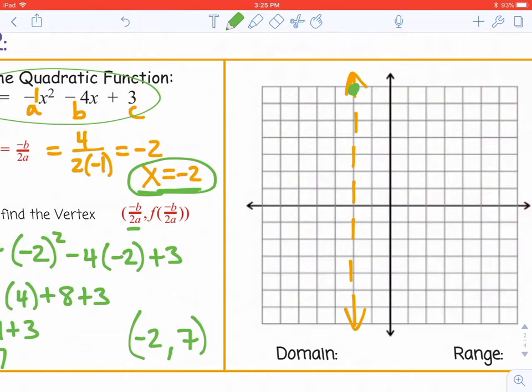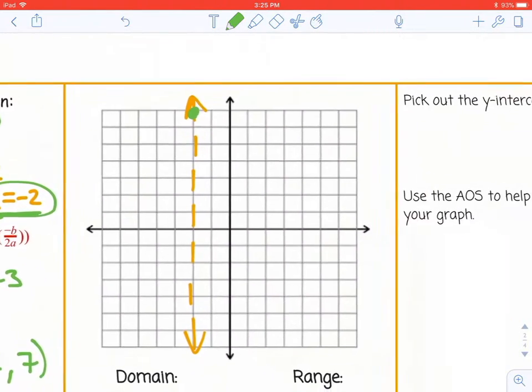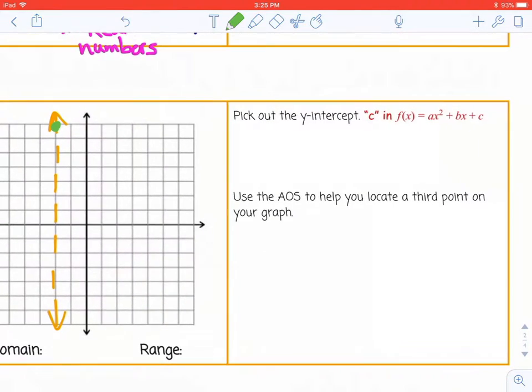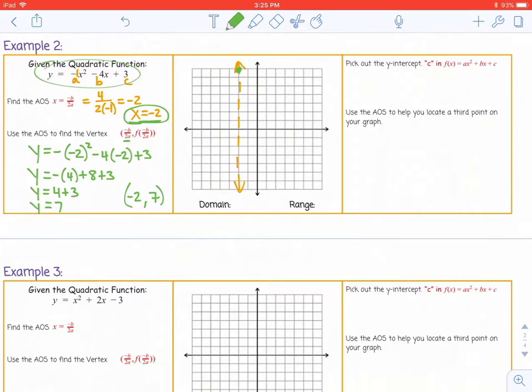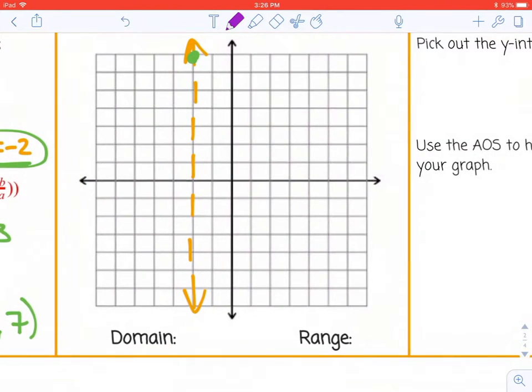All right, so now we need some more points to help us finish our graph. So let's pick out the y-intercept. Let me zoom out for just a second. So the y-intercept is just the c, like that last number of what was given, that constant term, which is +3. So the y-intercept being at +3 helps us to put another point on our graph quickly.